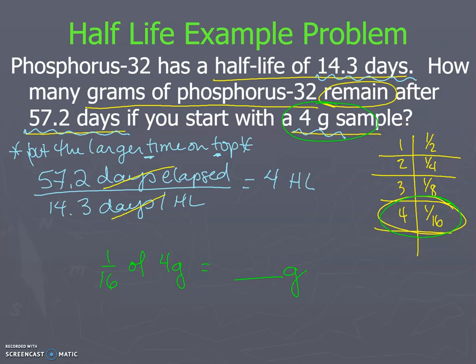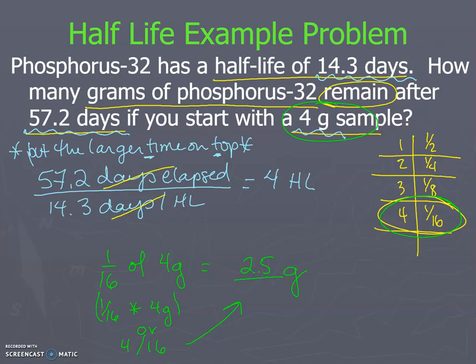So how much is left? What am I doing here? I'm either doing 1 divided by 16 and then multiplying it by 4 grams, or you do 4 divided by 16 and then you get your mass. So it's up to you. So what happens here? How much are you going to have left? You are going to have 2.5 grams left.